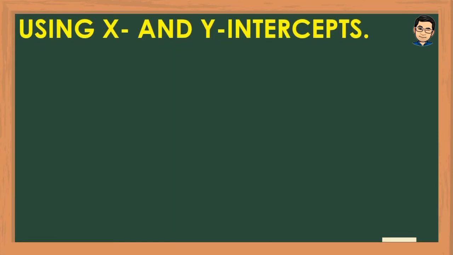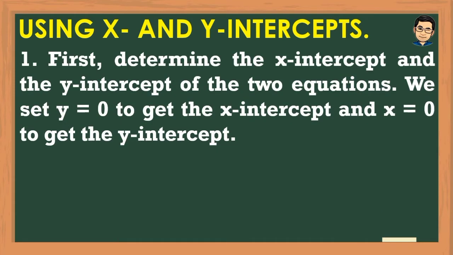Next, using x and y intercepts naman. First, determine the x-intercept and the y-intercept of the two equations. We set y equal to 0 to get the x-intercept and x equal to 0 to get the y-intercept. So, na-discuss ko na po yung kung paano kunin ang x-intercept tsaka y-intercept. So, uulitin lang po natin yan mamaya.